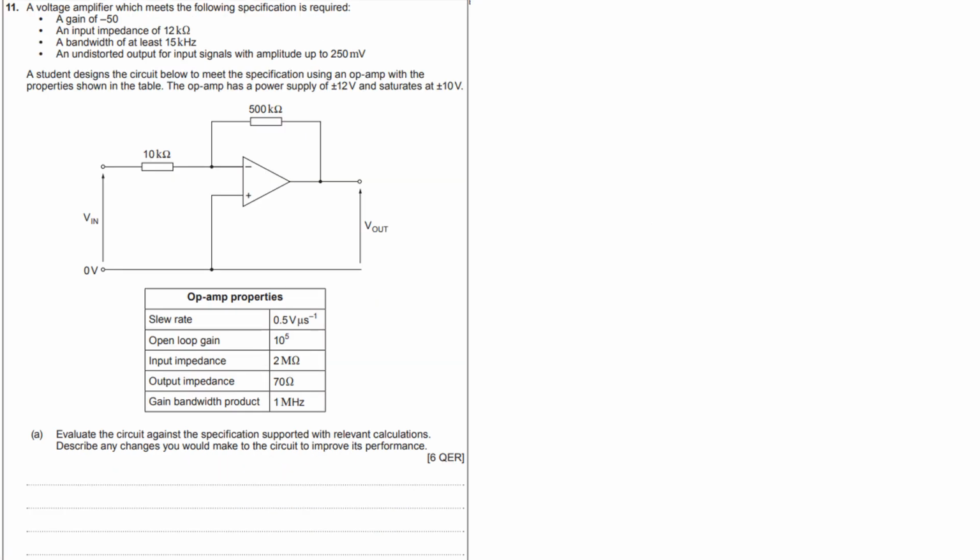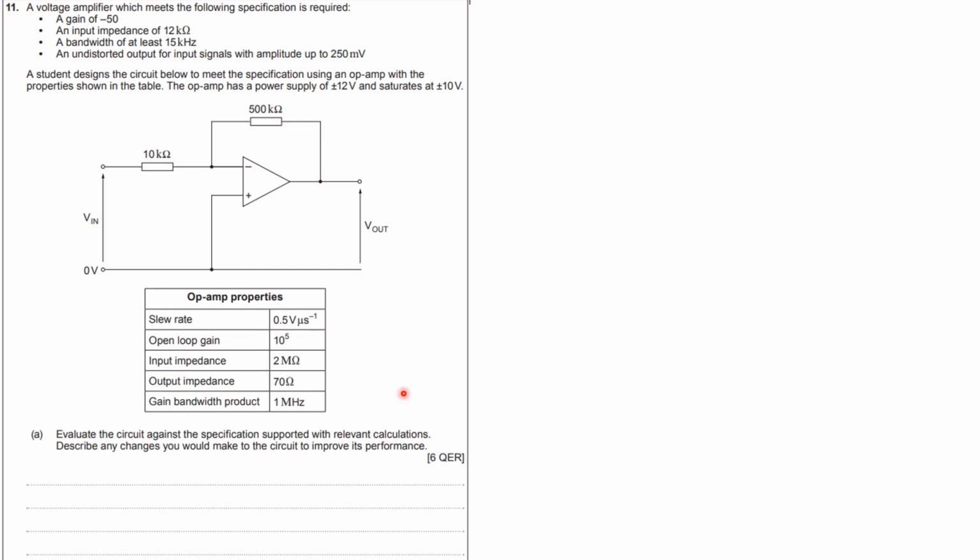Okay, this one I'll use my laser pointer. Right, a voltage amplifier meets the following spec. Gain of -50, input impedance of 12k, bandwidth of 15k, and an undistorted output for signals up to a given amplitude. This is a student's design. They've designed that. Evaluate the circuit against the spec, supported with relevant calculations, and describe any changes that you would make.